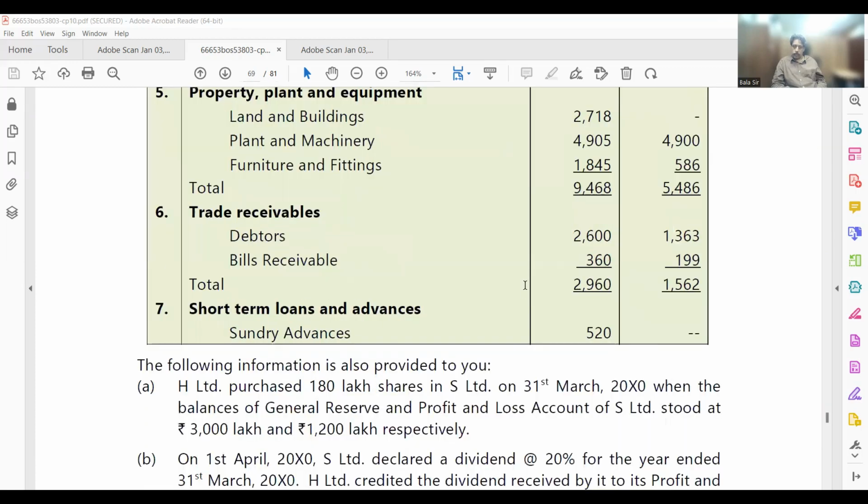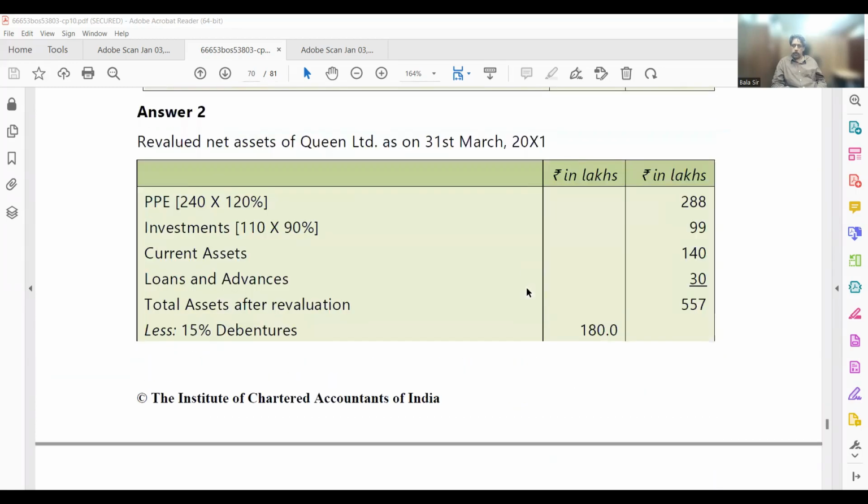The solution. Revalued net assets of Queen Limited as on 31st March 20X1, rupees in lakhs. PPE, 240 into 120%, that is 240 lakh plus 20% of 240, in all 288 lakh. Next, investments, 110 into 90 by 100, 10% down, so 99 lakh. Next, current assets, 140, no change, 140 lakh as it is. Then loans and advances, 30 lakh. Total assets after revaluation 557.